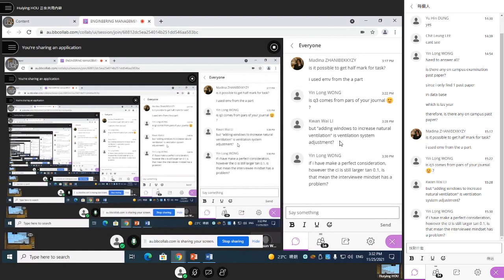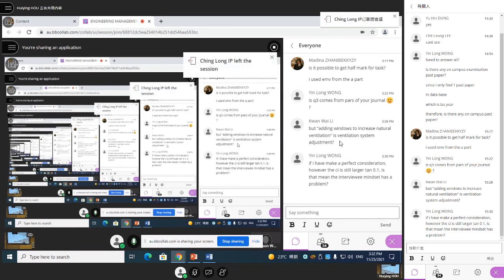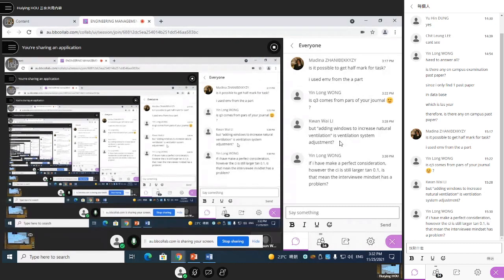So for the next one, if I have made a perfect consideration, however, the CI is still larger than 0.1, does that mean the interviewee's mindset has a problem? Yes and no. I would not say the interviewee might have a problem. To be honest, it can be the system problem. So here you can argue that the system design has a problem, and the way people understand each concept is different.